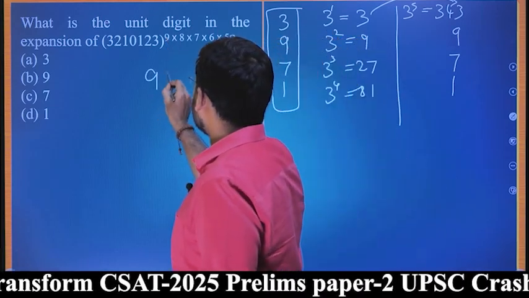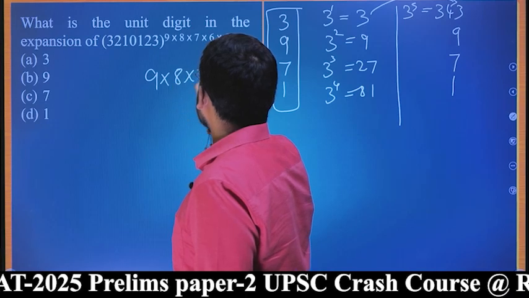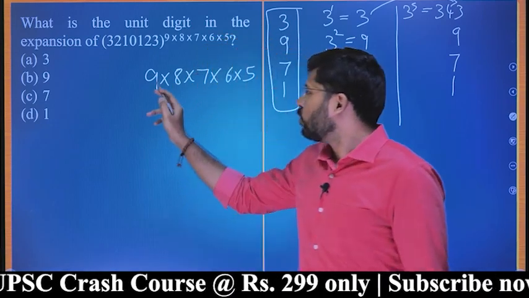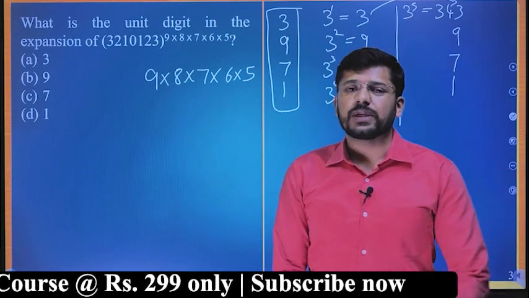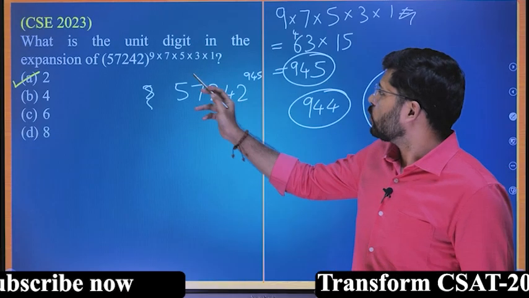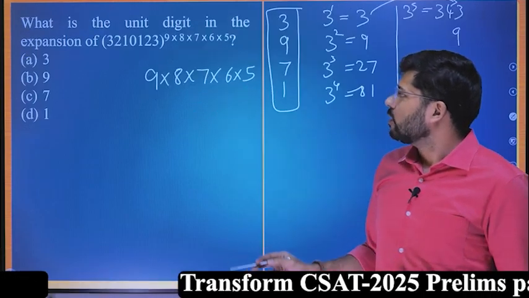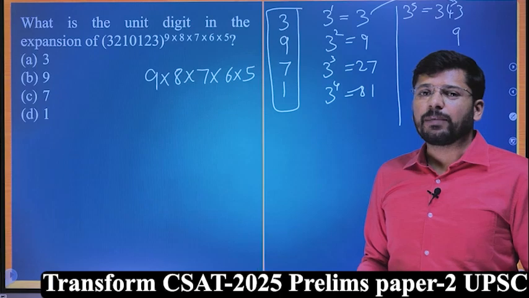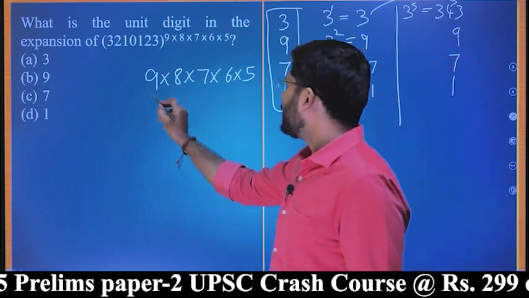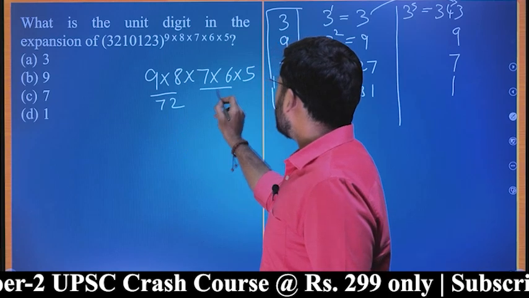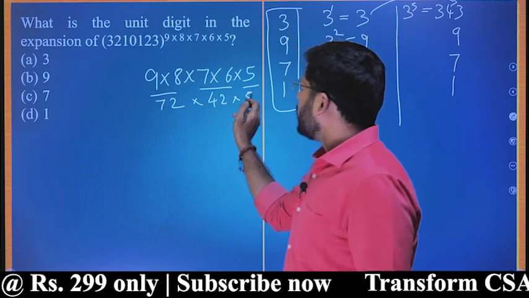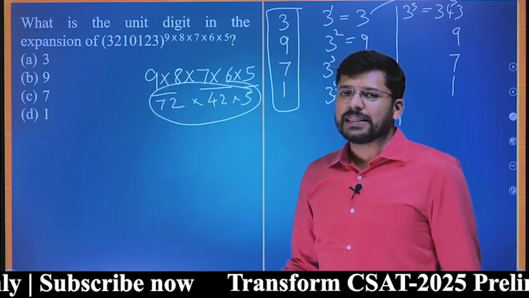So the value is 9 into 8 into 7 into 6 into 5. Now look at this 9 into 8 into 7 into 6 into 5. They are slightly bigger than the previous one. This one was 9 into 7 into 5 into 3 into 1. So here you have further bigger numbers. The actual multiplication would be a bit difficult because 9 into 8 would be 72, 7 into 6 would be 42, and then you have a 5 here. So multiplication of these numbers is difficult.